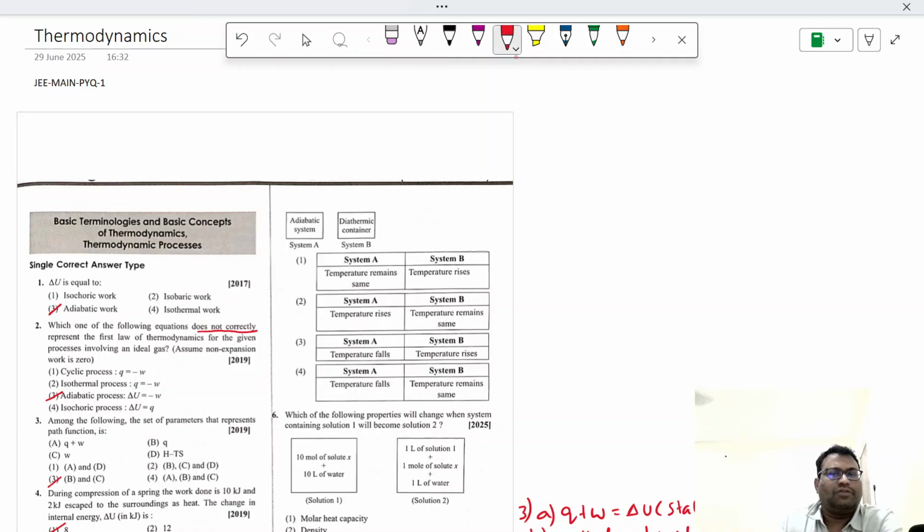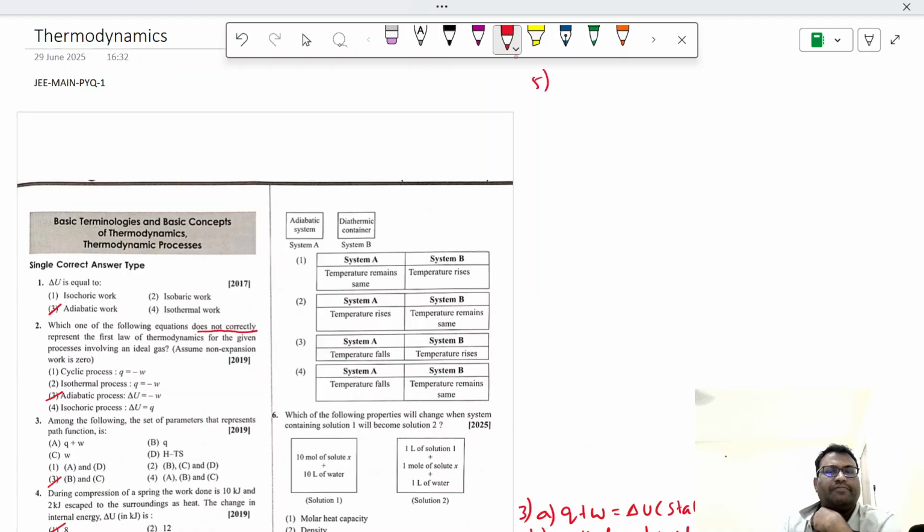Here methane is undergoing combustion in systems A and B respectively. System A is an adiabatic system. System B contains a diathermic container. Say for example, combustion of methane.